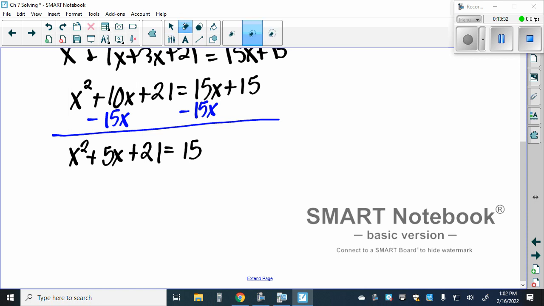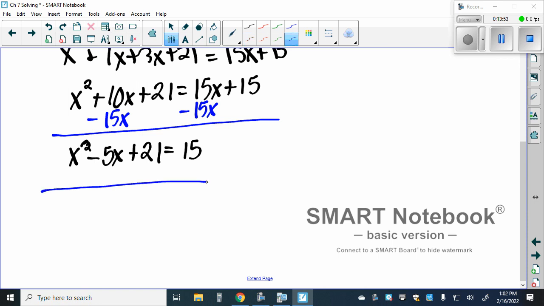Okay, yes. Because that shouldn't be plus, that should be minus. I knew something was supposed to be a subtraction, and I couldn't figure it out. I did that the wrong way. For some reason, I did 10 minus 15 instead of 15 minus 10. A little bit different.